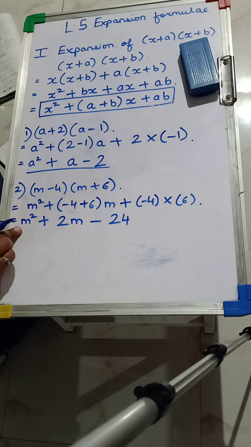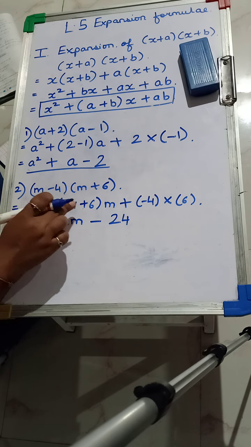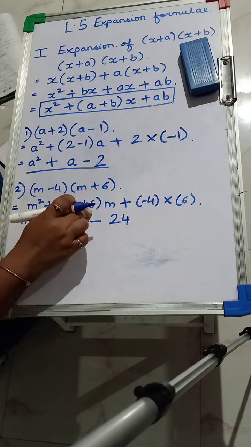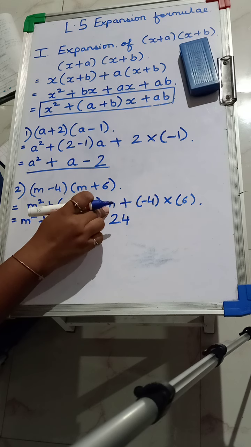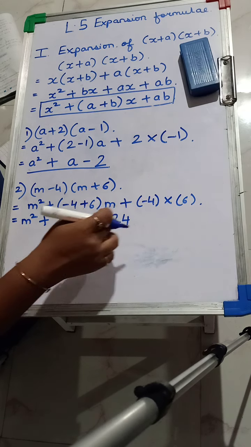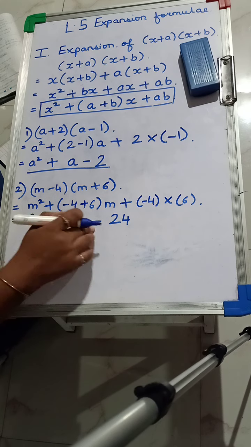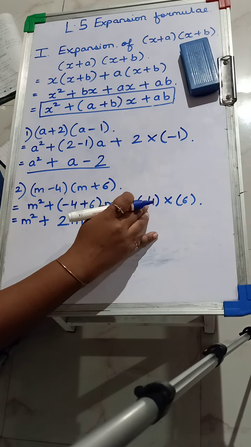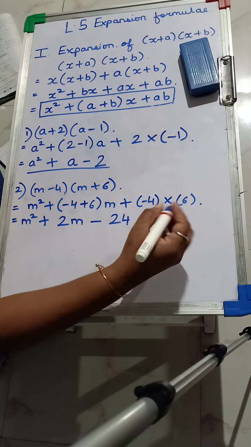Again I repeat, m square plus, minus plus is minus, 4 minus 6 gives you 2, that is m. 2 multiplied by m will be 2m. Minus 4 sixes is 24. How did the sign come minus here? Because minus plus, that is 4. What we are multiplying is minus 4 and 6. So 4 sixes give you 24. But the sign will be minus because minus plus is minus.